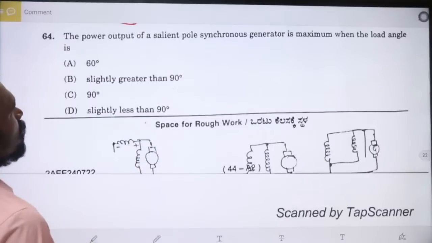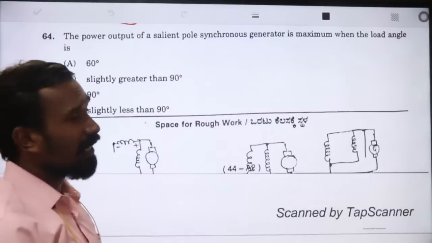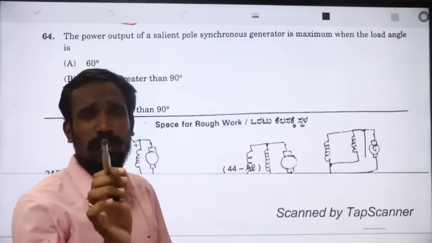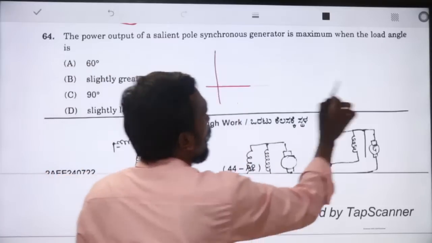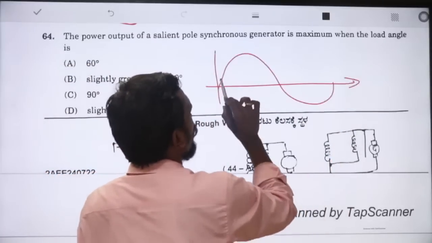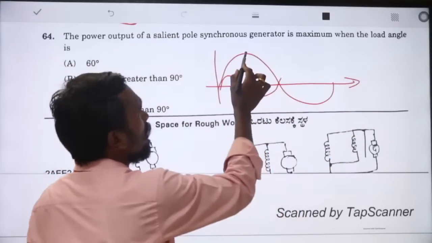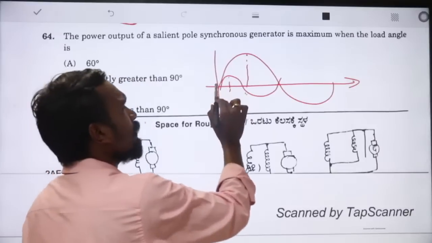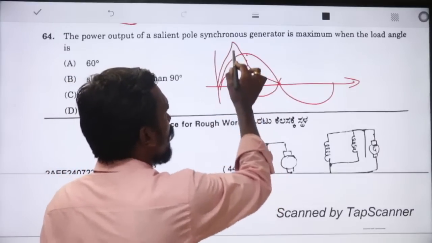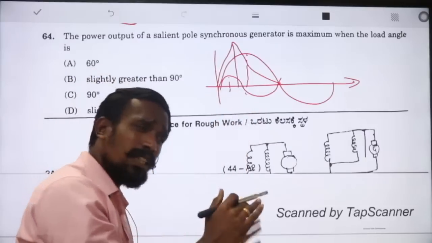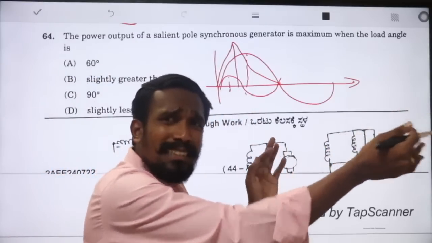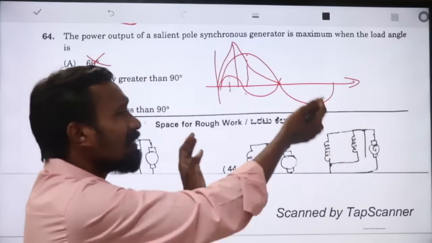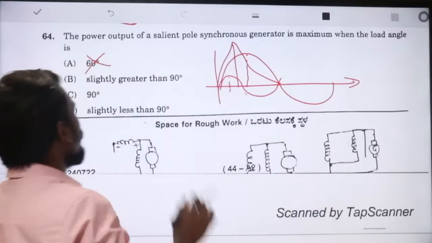The power output of... Really, I told you in our class, 101% they will ask you a question from power equations, and even the power load angle curve I explained to you clearly. In the power load angle curve, this is maximum at 90 degrees, this is maximum at 45 degrees. In between, the total power developed by the machine will be maximum. I gave you 60 to 70, greater than 60, less than 70. 60 is the wrong answer, sir.